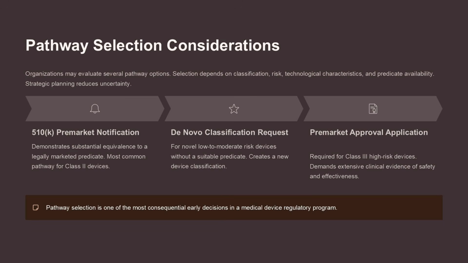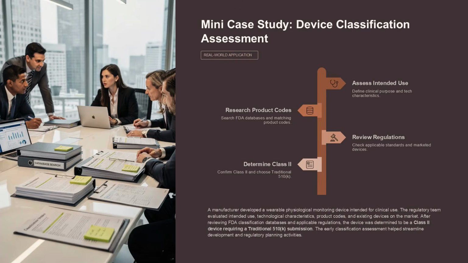Organizations may evaluate several pathway options. Selection depends on classification, risk, technological characteristics, and predicate availability. Strategic planning reduces uncertainty. A manufacturer developed a wearable physiological monitoring device intended for clinical use.